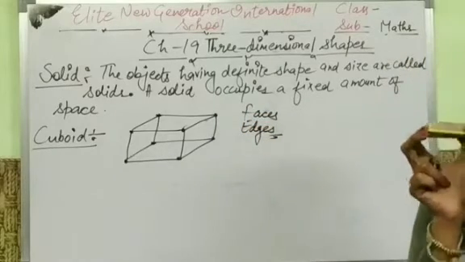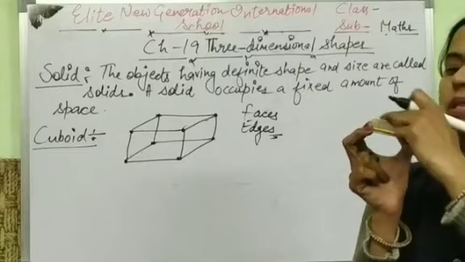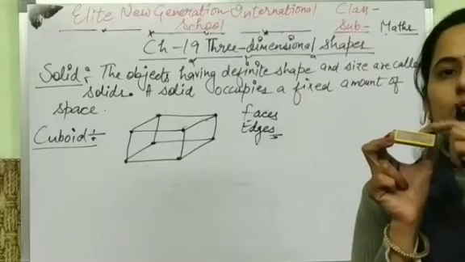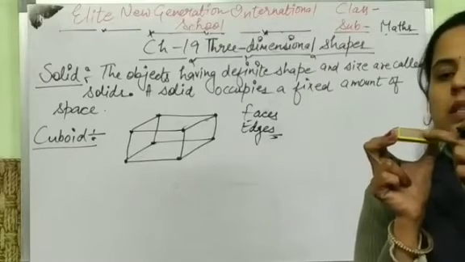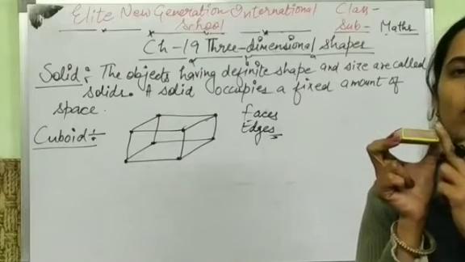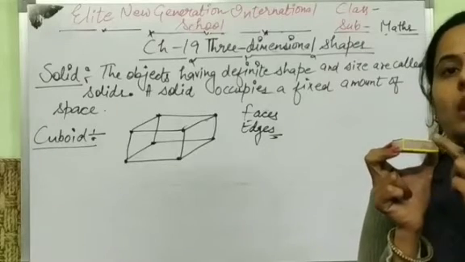So 2 adjacent faces. It means this face, you can see this face. When these 2 faces meet in a line segment, then this is called the edge of a cuboid, right? This is called an edge of the cuboid.